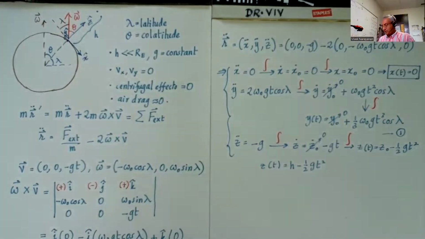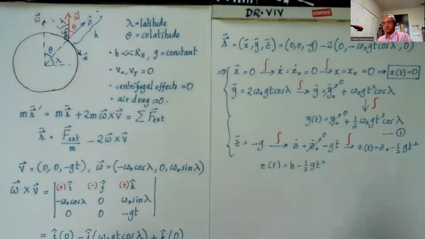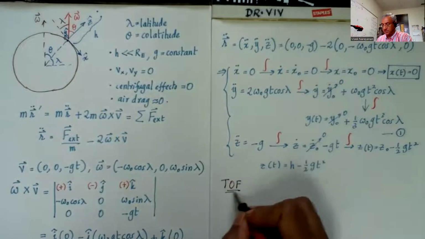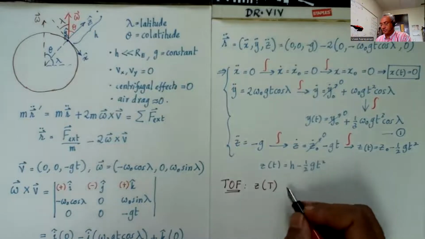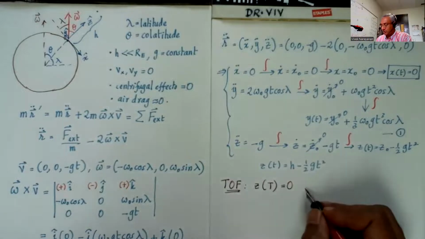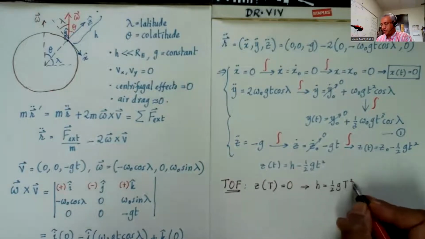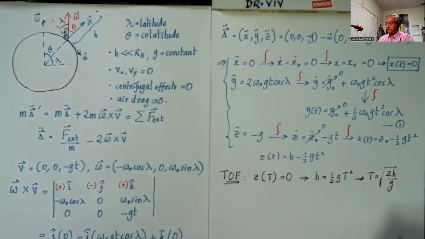Okay, we want to find the total deflection. So let's solve for the time of flight, known as TOF. Time of flight can be got by taking the value of z to be 0, because that tells you when the particle hits the ground. So that tells me h equals 1/2 g t squared, or t equals the square root of 2h over g. Now we're going to use this and put it over there.